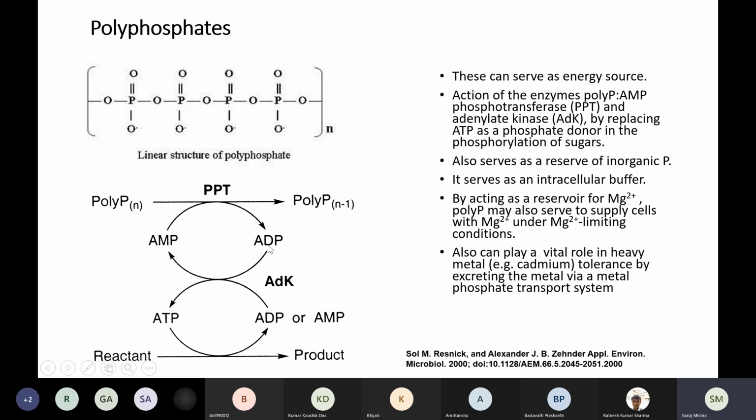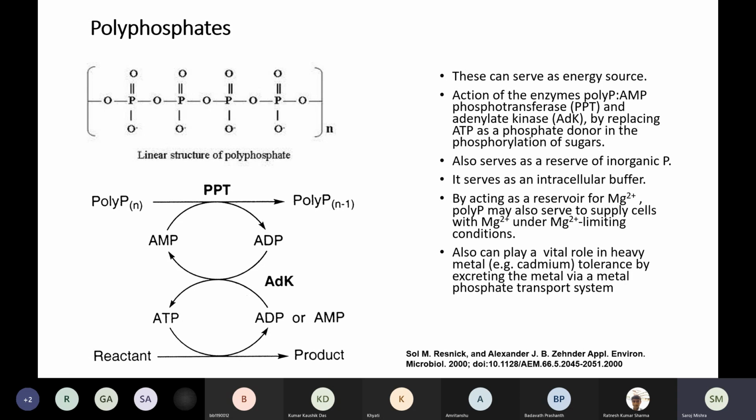So ADP will accept the phosphate to give rise to ATP, or adenosine triphosphate. Now in this picture you are able to understand that with the participation of two specific enzymes, the phosphates which are stored here can be used to drive the biosynthesis of ATP, which can then serve to convert a reactant into a product. So these two pathways are extremely important to know.